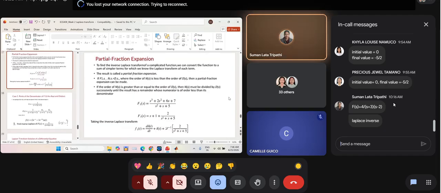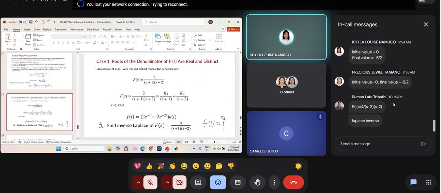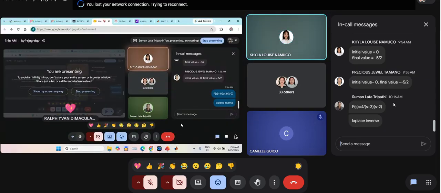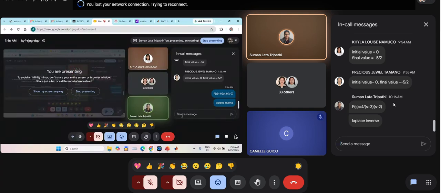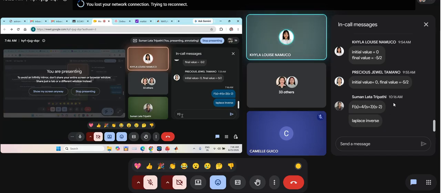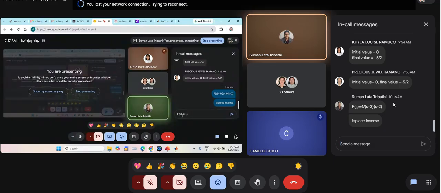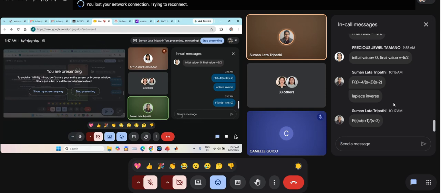Is the question clear to you? Let me give one more question. F(s) is equal to (s plus 1) divided by (s plus 2). So you have to find out the inverse Laplace transform of this.